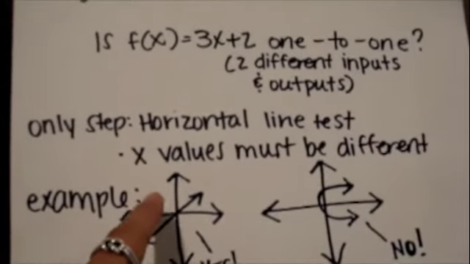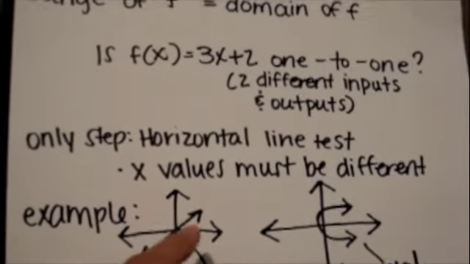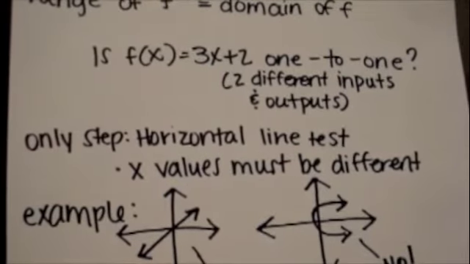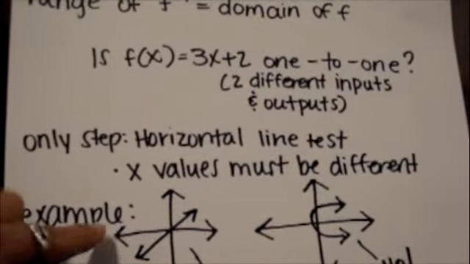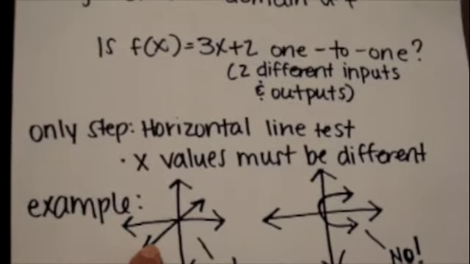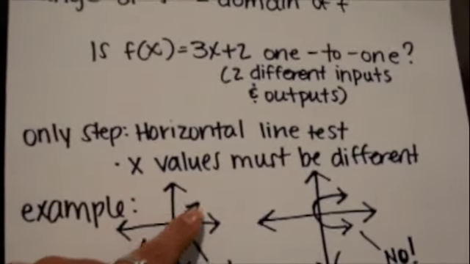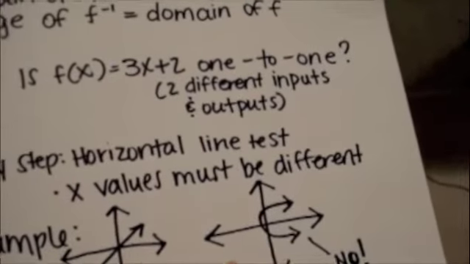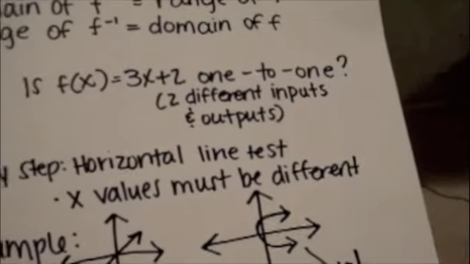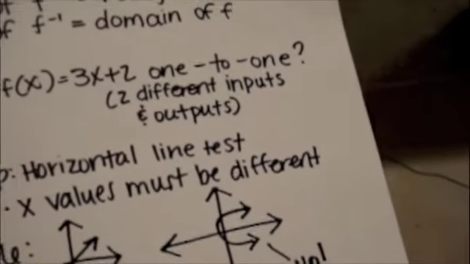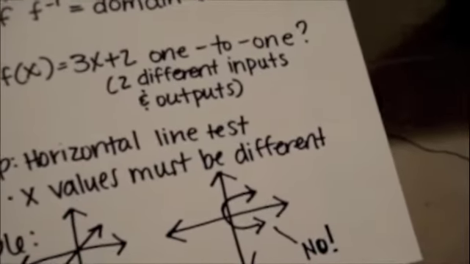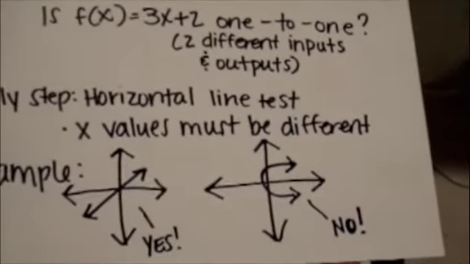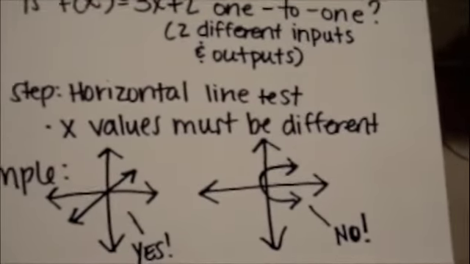Your only step here is going to be the horizontal line test, which is just making sure that all your x values are different. Here's an example of something that does pass the horizontal line test. It's just a straight linear function, and as you can see, they're not overlapping anywhere on this x-axis. But over here, we have a parabola opening up into the first and fourth quadrants, and it does not pass the horizontal line test.